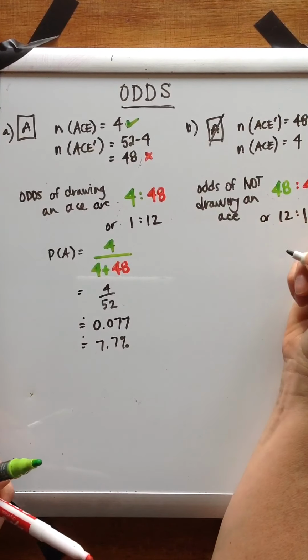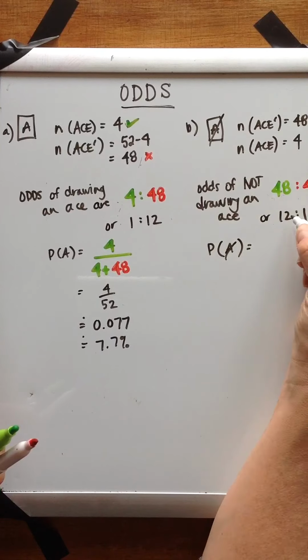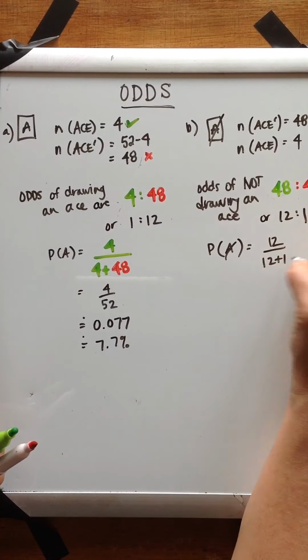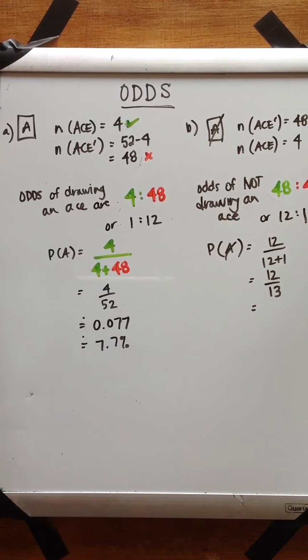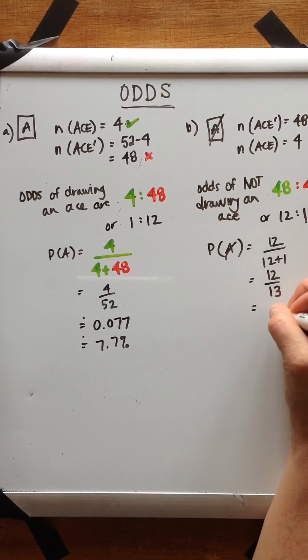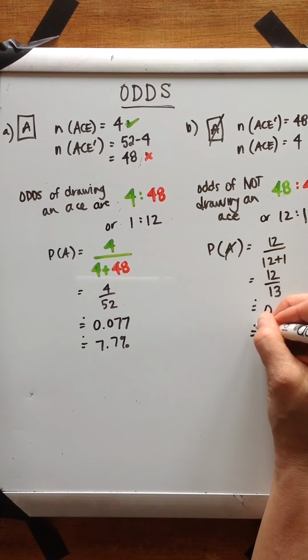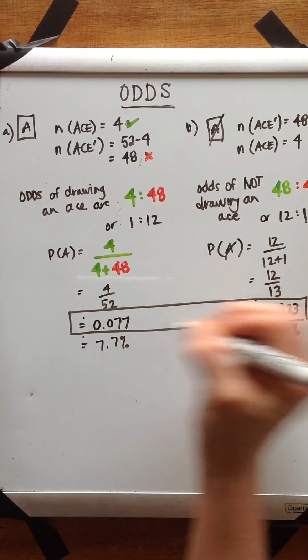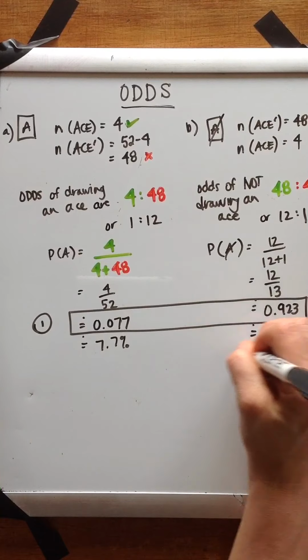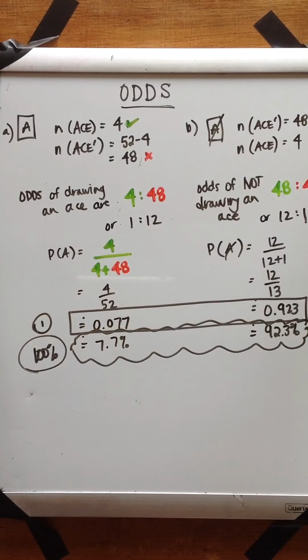Okay? And the probability of not drawing an ace would be equal to 12 over 12 plus 1, which is 12 out of 13. Which when we punch that in becomes, as a decimal, approximately 0.923, or as a percentage, 92.3%. And it's not surprising that our decimals add up to give a value of 1, and our percentages add up to 100%.